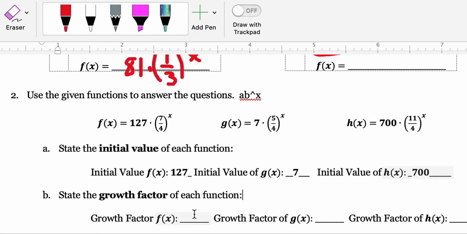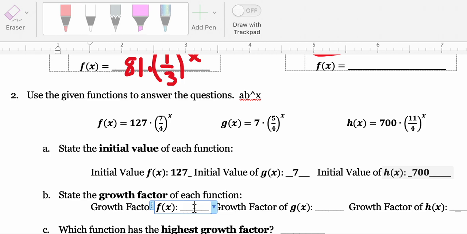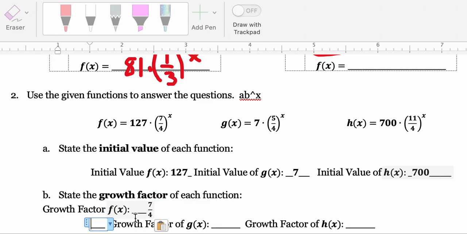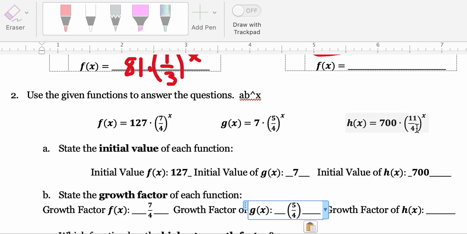All right, so the growth factor in this case for f of x is b. It's just 7 over 4. Let me move this. Put it here. It doesn't like this at all, but let's see. Okay. G is 5 over 4. Okay. And h, the growth factor of h of x is 11 over 4.